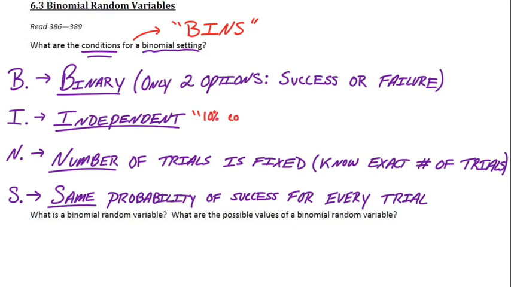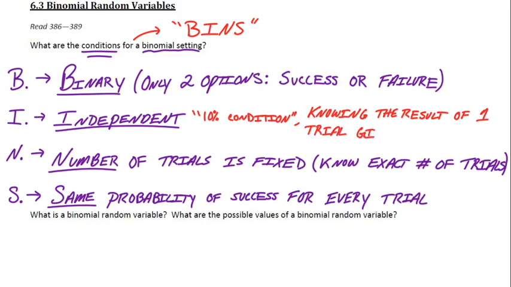Going back to the I for just a moment, when we're talking about trials, for the independence condition we use the 10% condition when we're sampling without replacement. If we're doing an experiment where we have trials happening, we just know that the result of one trial doesn't give us any further info about the other trials, so therefore the trials are independent. So to use a binomial setting, we have to meet these conditions, and it follows this BINS acronym.